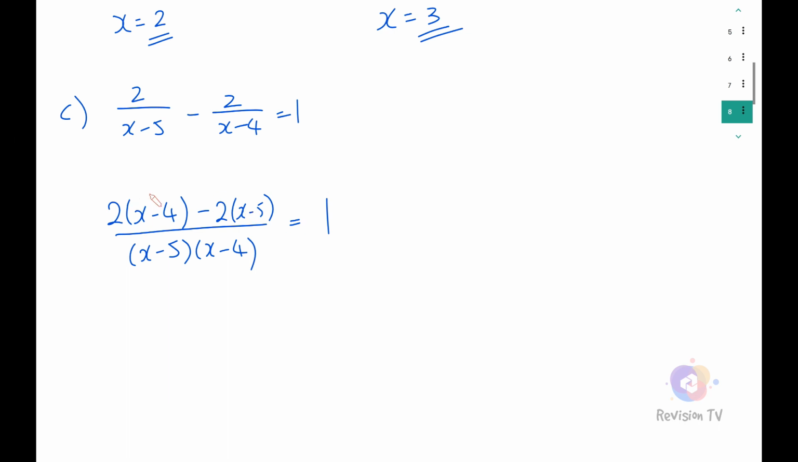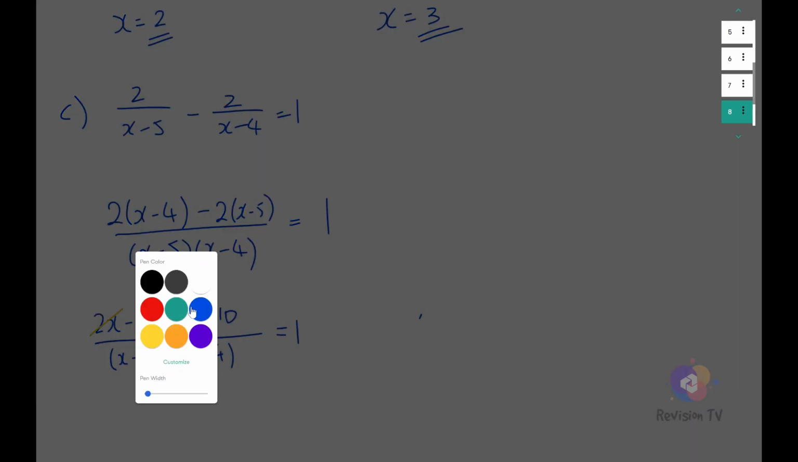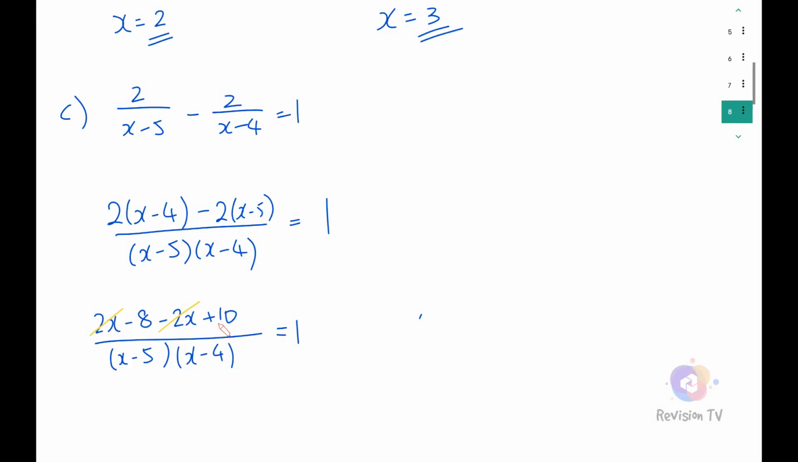Simplify numerator, expand the bracket, so 2x minus 8, negative 2 times x, negative 2x, negative 2 times negative 5, a plus 10. Denominator, I'll keep it as it is for now. As always, usually when it comes to fraction in denominator, when you have x, you do not want to expand the bracket and make it ugly. So next, now 2x minus 2x is gone, so I can simplify that. 2x and minus 2x gone. Minus 8 plus 10 is 2.